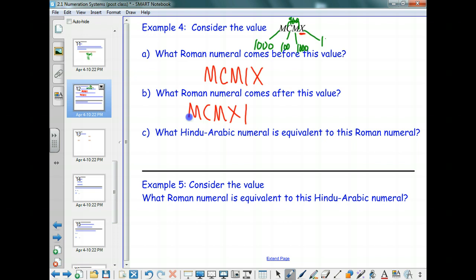And we already said the X is 10. So what number is this? 1,910. Well, that could be a year, right? The year 1910, that would be a possibility. Okay, we're going to go the other direction on this one too.